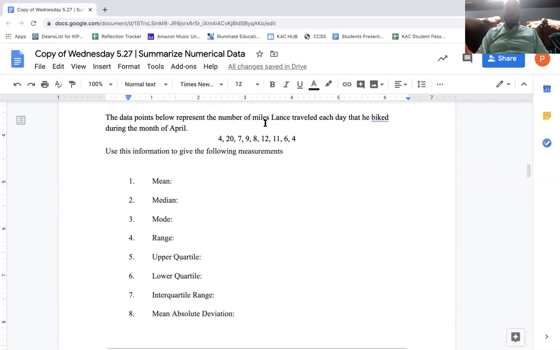Okay, the data points below represent the number of miles Lance traveled each day that he biked during the month of April. So these are all the days he went on his bike, and this is how many miles he went. Use this information to give the following measurements.